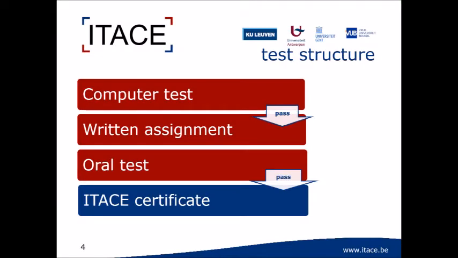The ITACE for Students consists of 3 components: a computer test, a written assignment in Word, and an oral test. You first do the computer test. If you pass the computer test, you can go on to the written assignment and oral test. If you've done all 3 components, you'll receive the ITACE for Students certificate. This video will discuss each of the components.